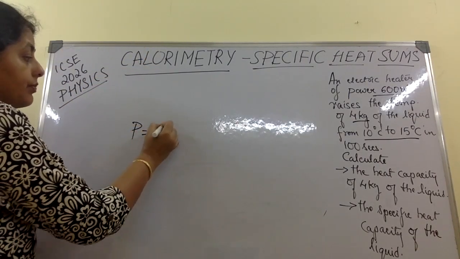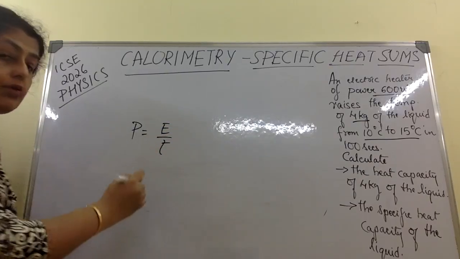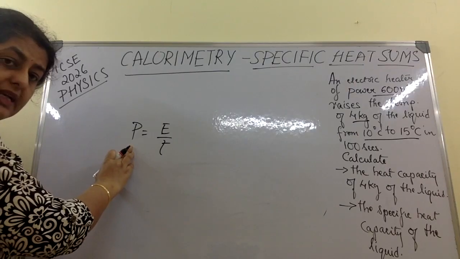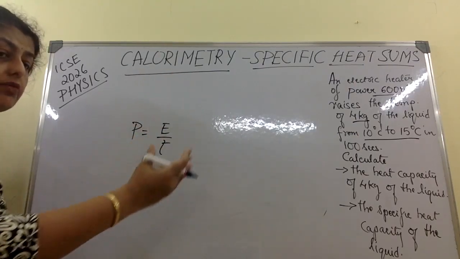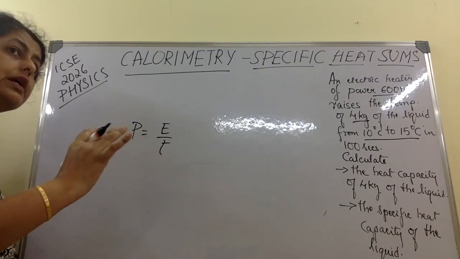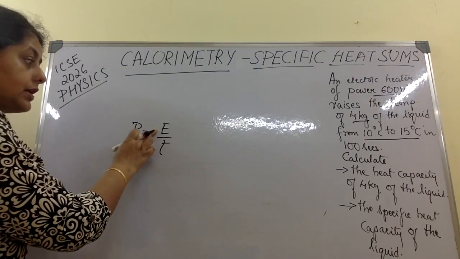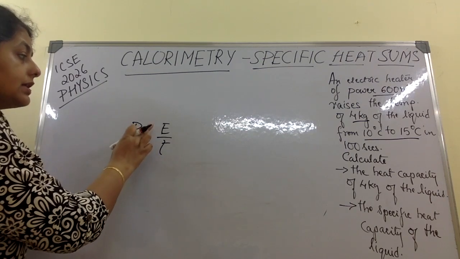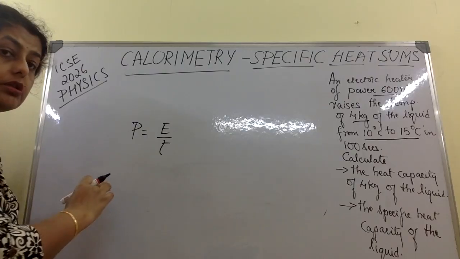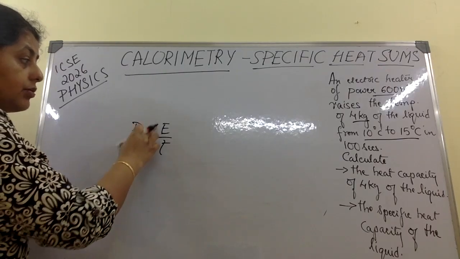Firstly, what is power? Power is energy by time. Now I keep telling, this power can be electrical power, it can be mechanical power, it can be the power of a machine. It depends simply on how much work it can do per unit time, or this can be electrical energy also, this can be mechanical energy also. Okay, here we are talking about heat energy.